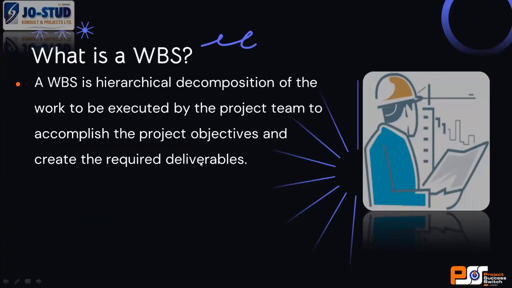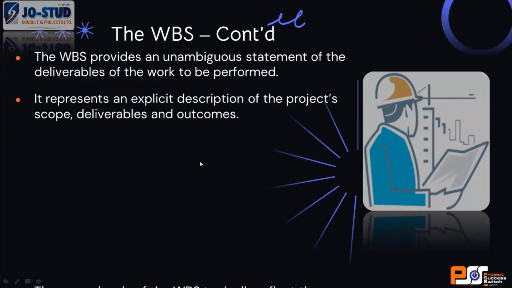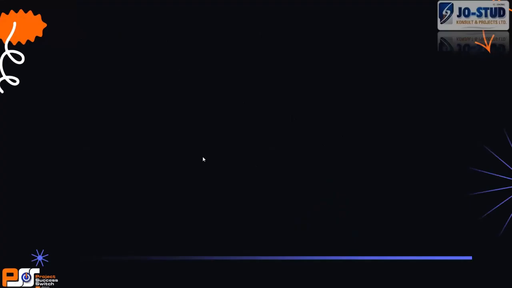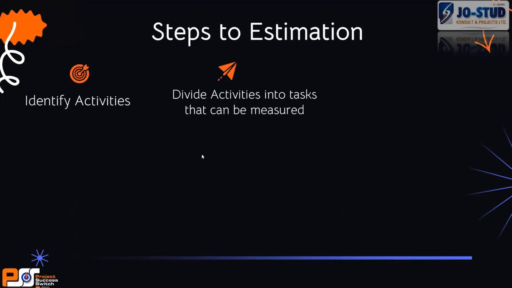Now, the WBS, let me run this, read this up. I discussed it a bit earlier on. If you don't understand anything, just give me a call. Let me end with this tonight. Steps to estimation. You must identify your activities. You must divide the activity into tasks that can be measured.